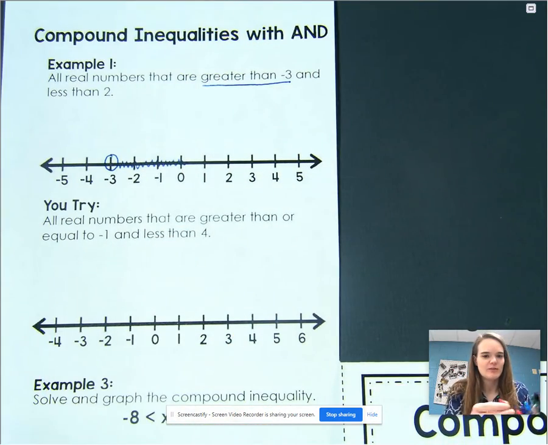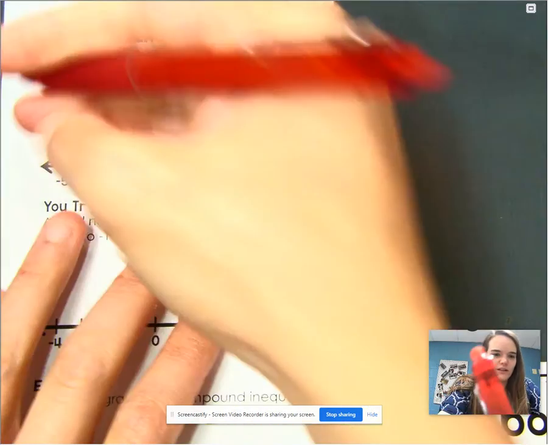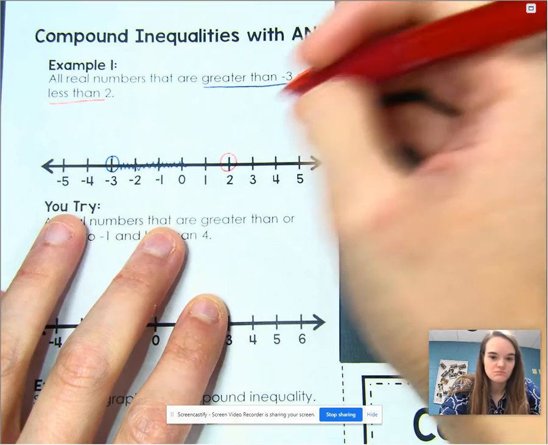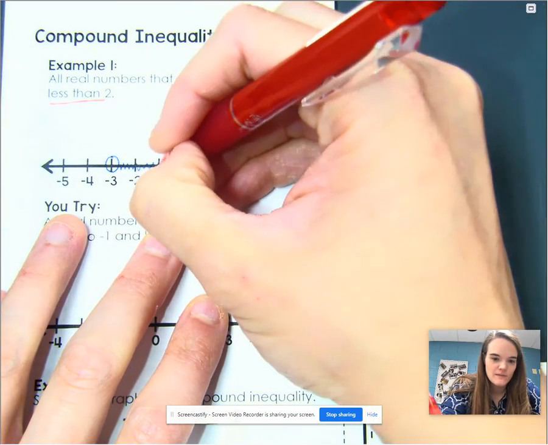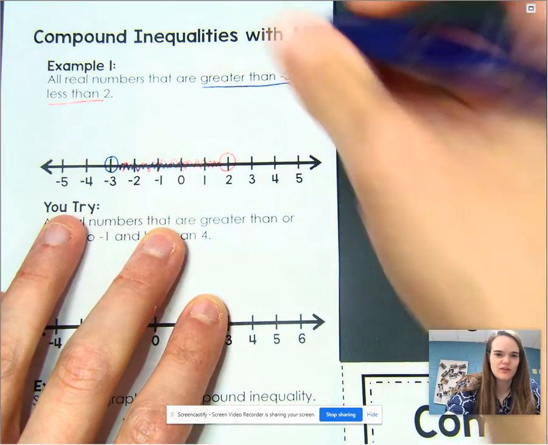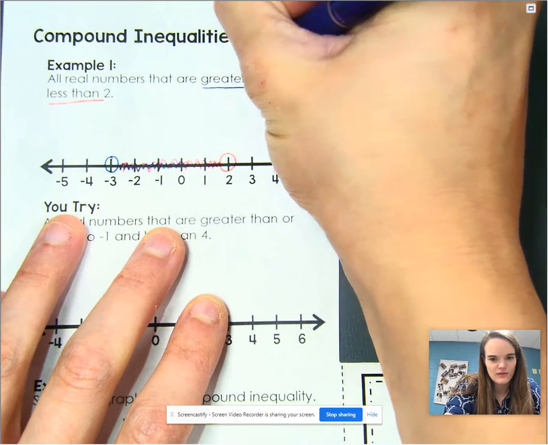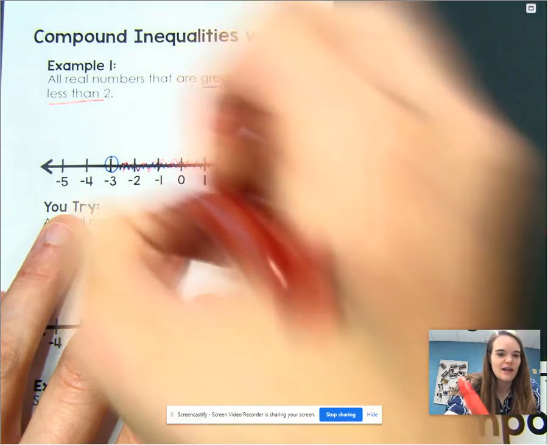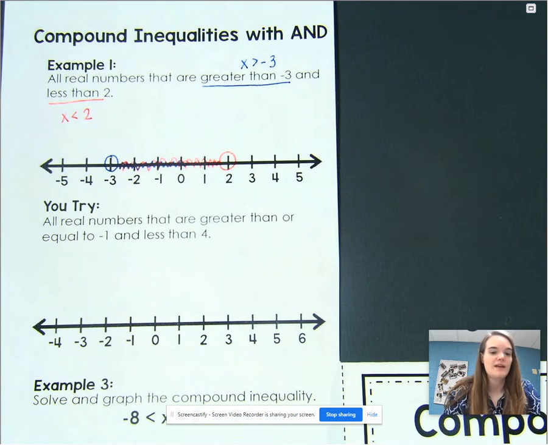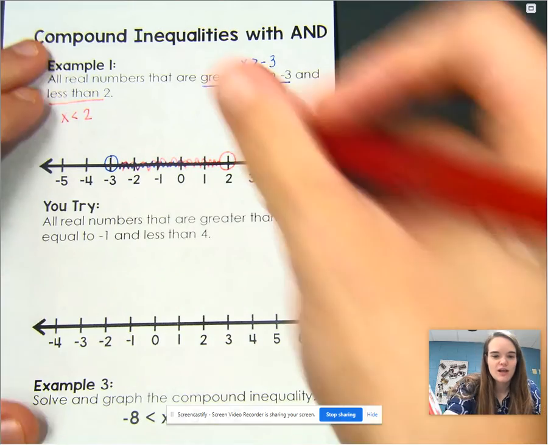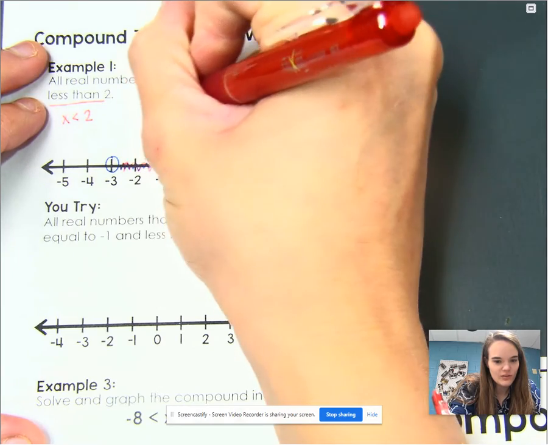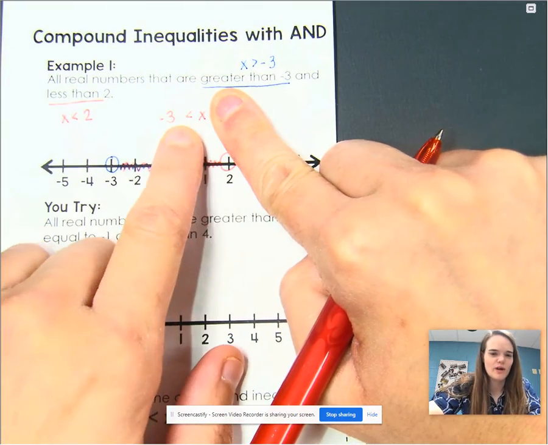All right, but let's talk about the second part here. And less than 2. Well, here's 2. What numbers are less than 2? Well, these over here. There's our compound inequality. We could write this as greater than -3. Notice it's not or equal to. And less than 2. Okay. You will often see that written in a compound inequality as -3 is less than x, less than 2. Because if I read it this way, it's x is greater than -3.